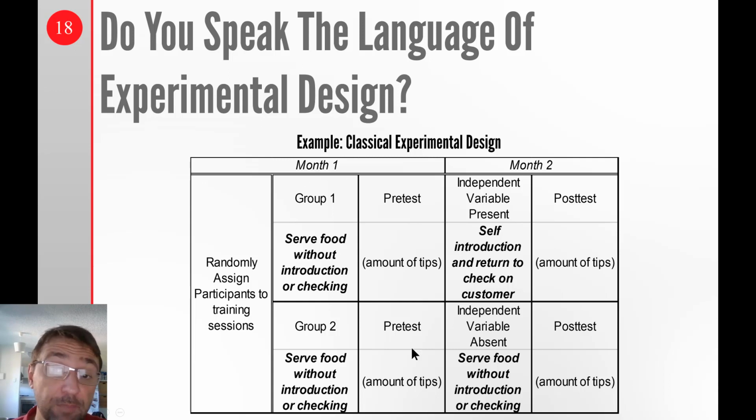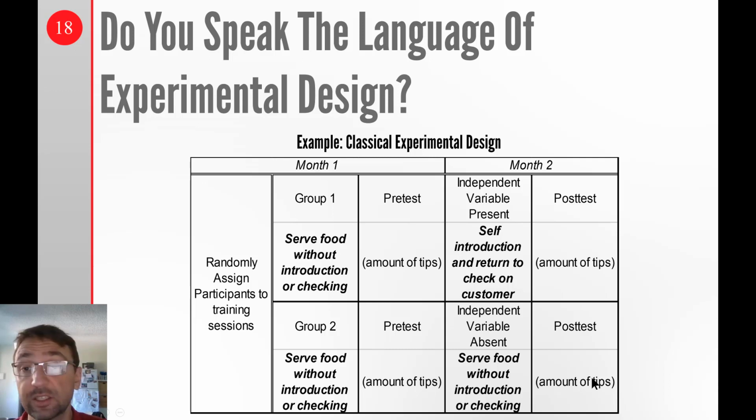But in the first month, they're both treated exactly the same. They both serve food without introduction or checking, and we measure the amount of tips. That is our pretest. And then in month 2, we change what happens with the independent variable. With group 1, we actually have them do self-introduction and checking and measure their tips, while group 2 remain the same. They are the control group, and we see whether their tips change.